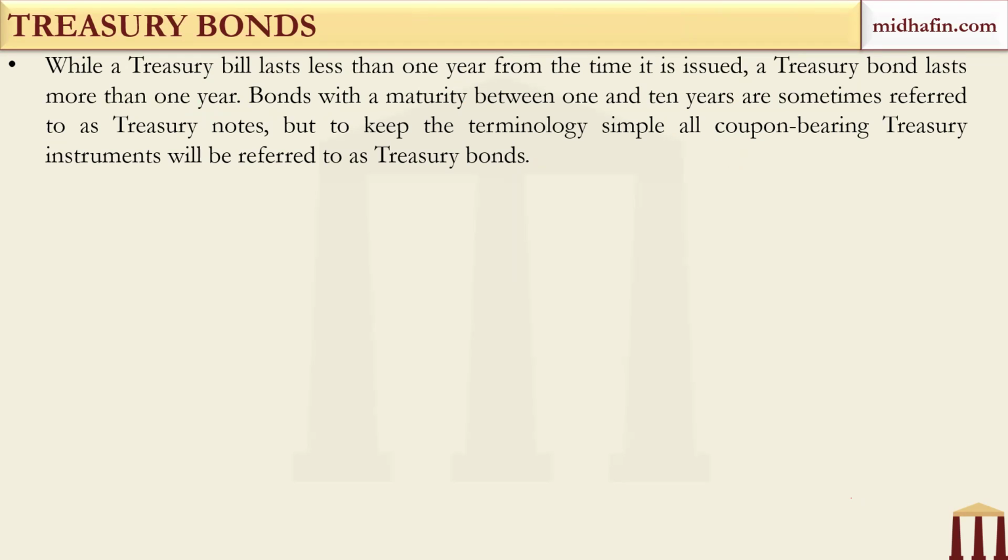Next, let's understand treasury bonds. Treasury bonds are securities which last more than 1 year. In fact, there is a further bifurcation. I would give you an analogy here. For example, for polynomials we have classification, right? If there is one term, we call it monomial. If there are two terms, we call it binomial.